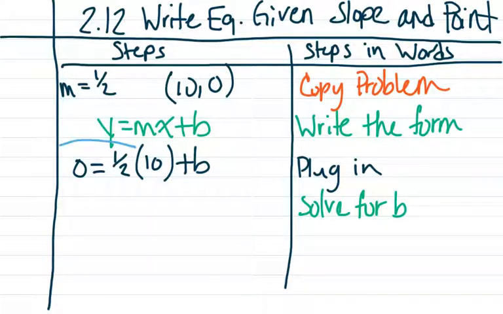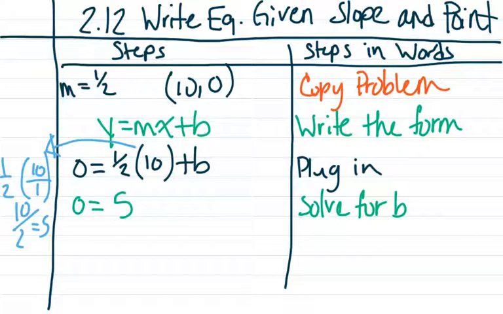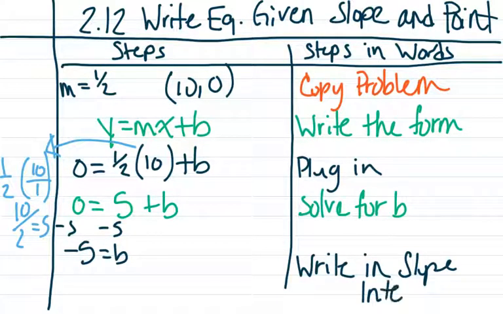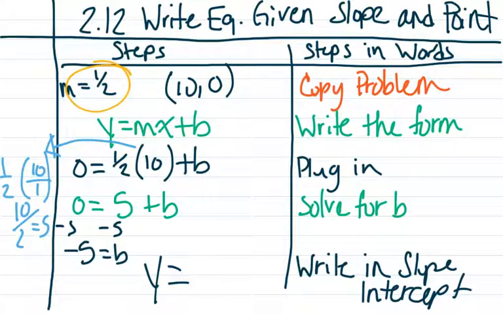And we're going to come out here again, and I'm going to show you that 1/2 times 10 over 1 ends up being 10 over 2, which is 5. So this is 0 equals 5 plus b. And then we're going to subtract 5 from both sides, so we get -5 equals b. And last but not least, we're going to write in slope-intercept. So y equals, slope comes from up here, so 1/2 x. And our y-intercept is right here, -5.